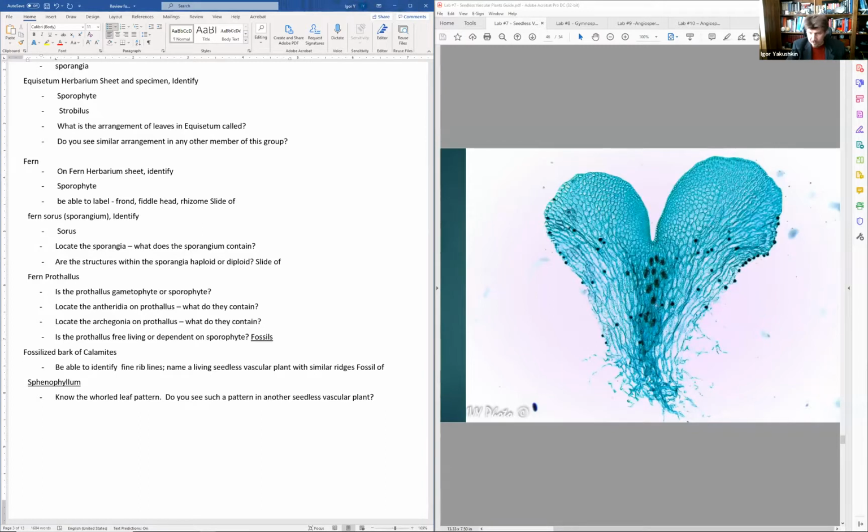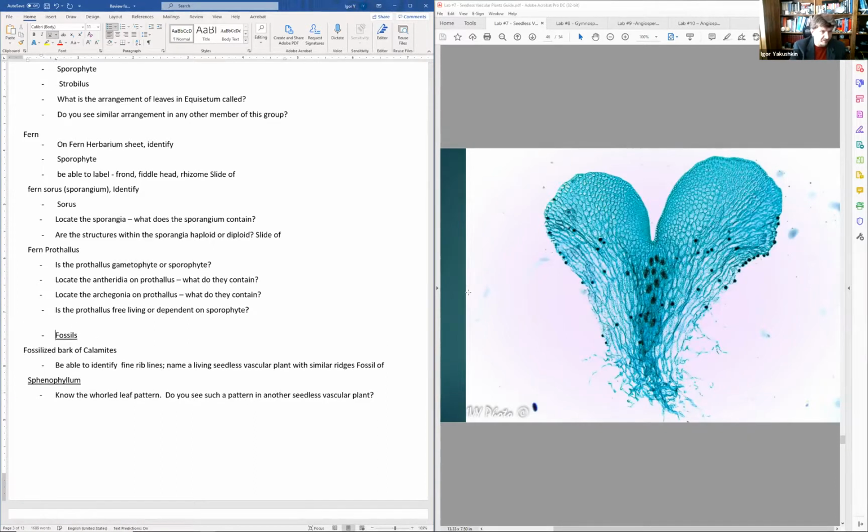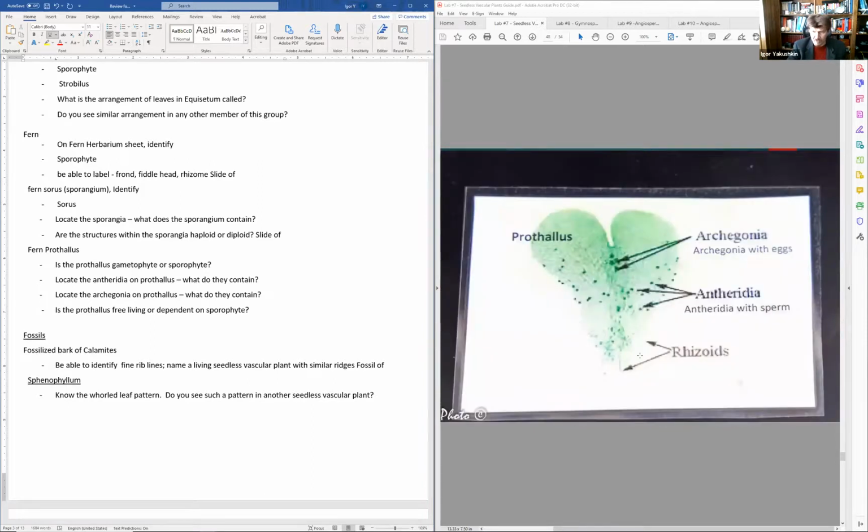In the central part, you will identify the reproductive structures, archegonia, containing eggs. And on the outer side, those dotted-looking structures are the antheridia, containing sperm. So on the fern prothallus gametophyte, locate the antheridia, the outside dotted ones. What do they contain? Sperm. Archegonia, in the middle, contain eggs. The prothallus is free living. Now on the fossils, here we're looking again at antheridia, archegonia, all that stuff.